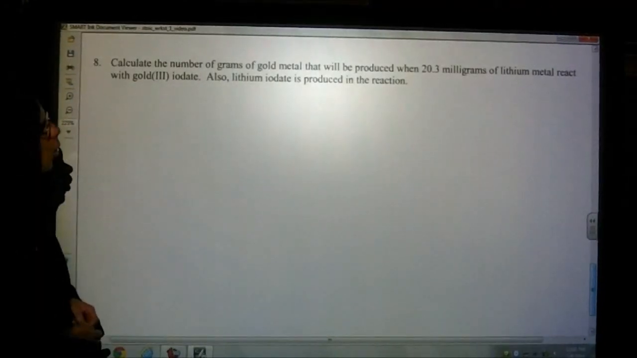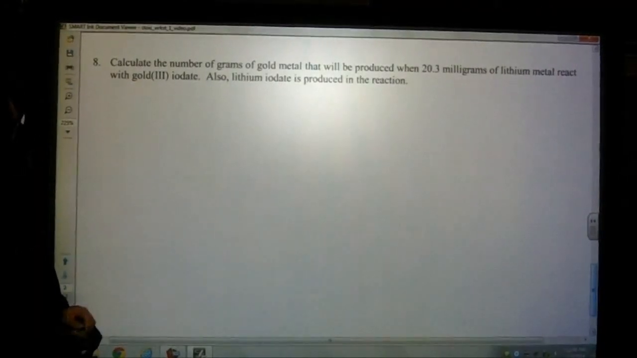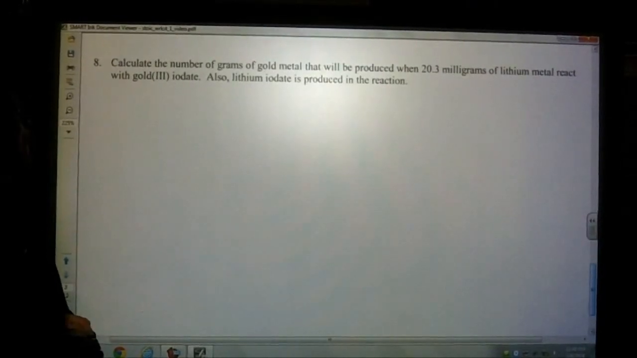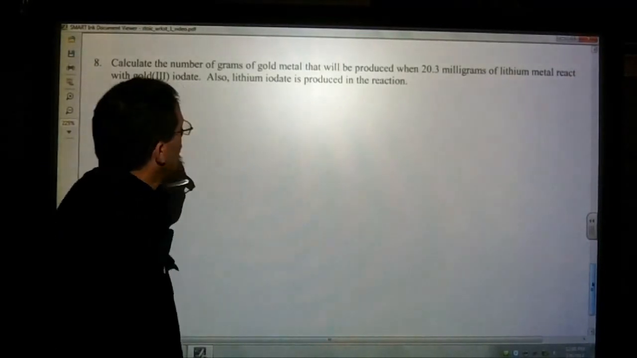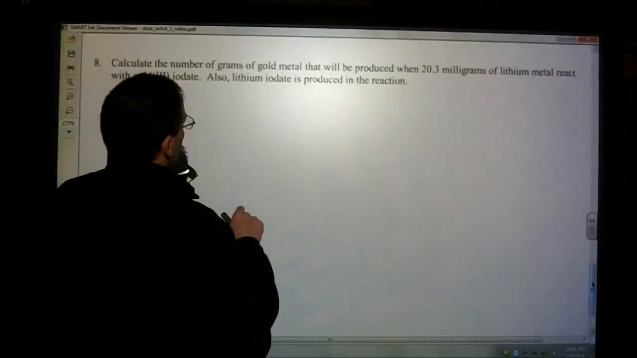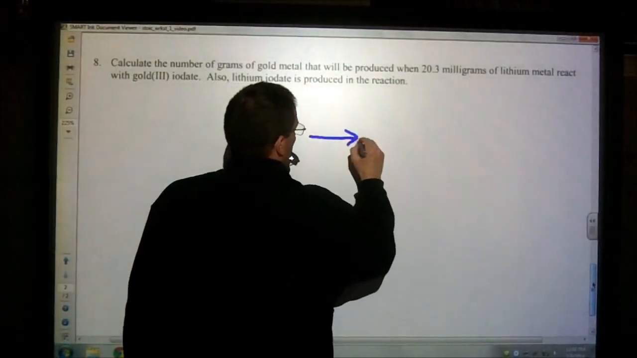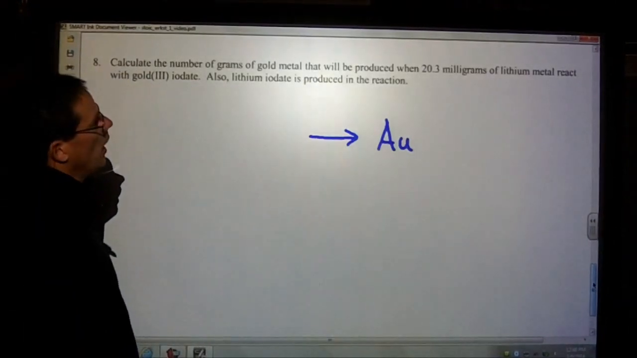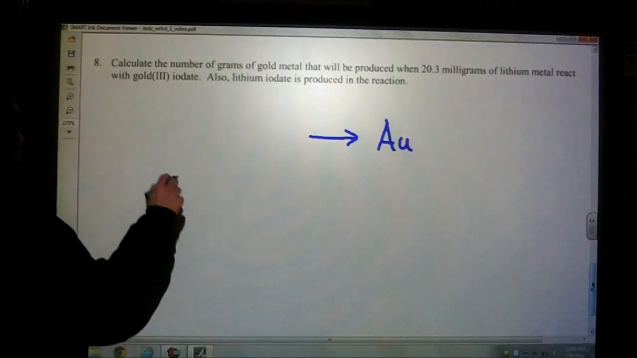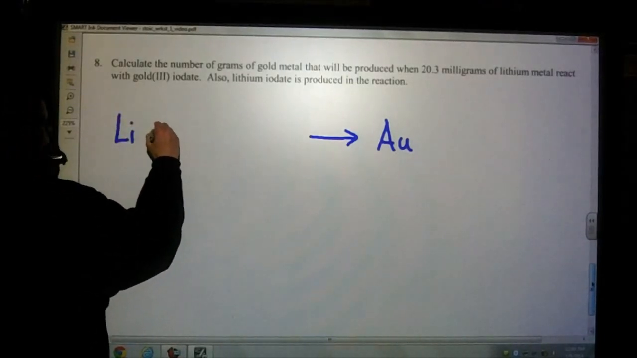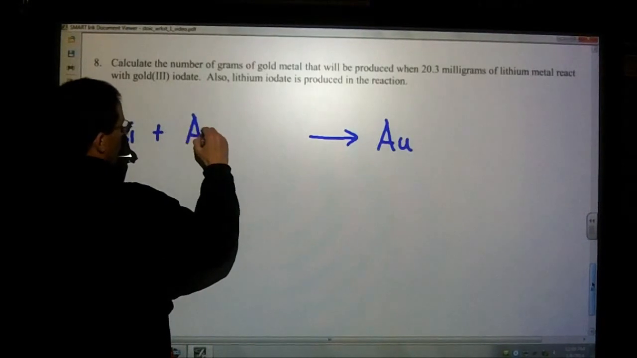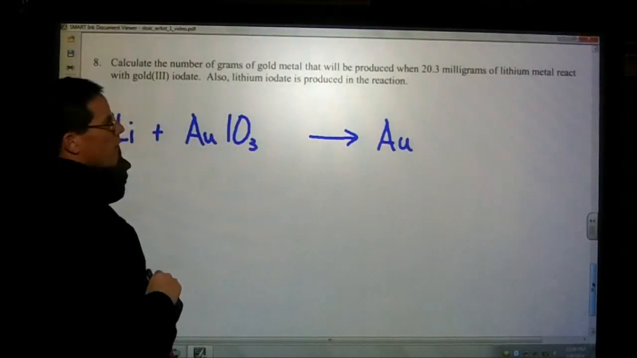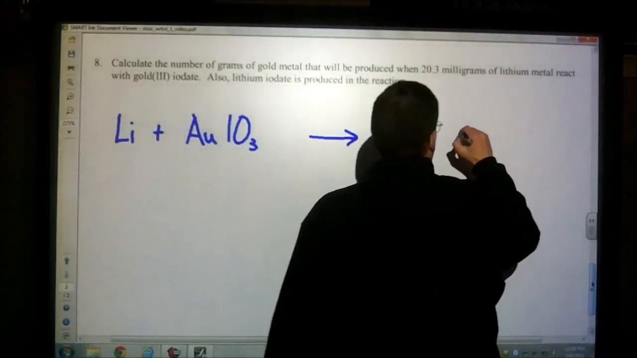Okay, let's look at number 8, the last one. Calculate the number of grams of gold metal that will be produced when 20.3 milligrams of lithium metal react with gold(III) iodate. Oh, this is a good one. This is a great one to finish with. Also, lithium iodate is produced in the reaction. All right, so let's start with what we know. We're looking for gold, Au, when 20.3 milligrams of lithium metal react with gold(III) iodate. Let's put that in there first, and then also lithium iodate is formed.